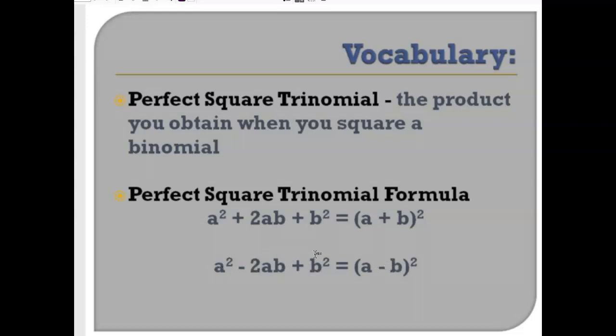A squared and b squared must be perfect squares, and the middle term is 2 times the square root of a squared and the square root of b squared.